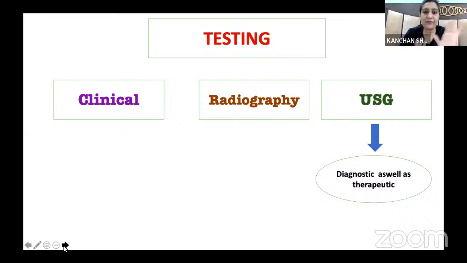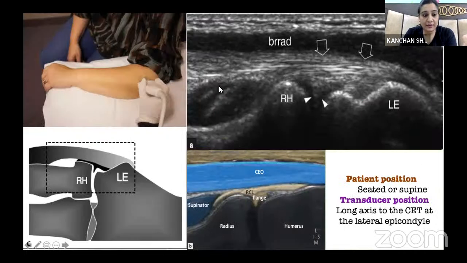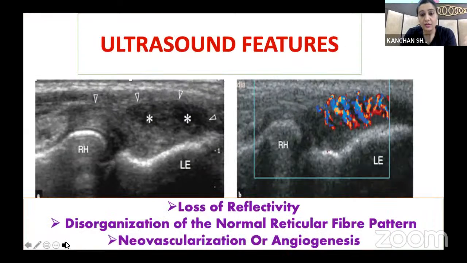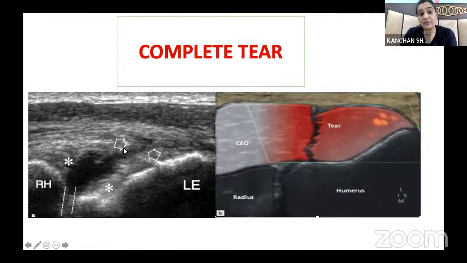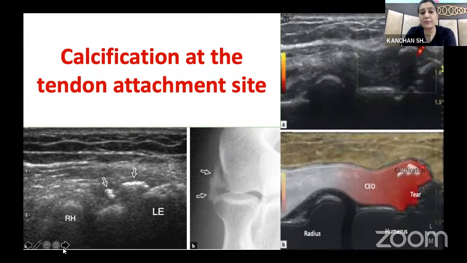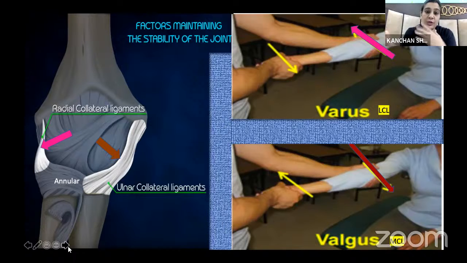Mostly the diagnosis is clinical, and radiography has a vital role. And if you have a US, you are, I think, blessed. You can make a diagnosis and also go for a therapeutic procedure. This is how the tendon looks in the ultrasound, a fibrillar pattern. If you have a tendinosis, this is how the tendon is going to look. You can make out a partial tear, a complete tear, and even calcific deposits in the tendon. The same pattern will be there in the case of the common flexor tendon also.